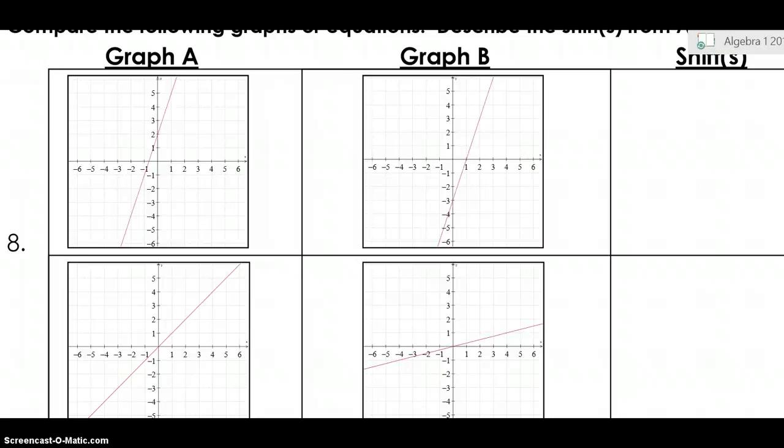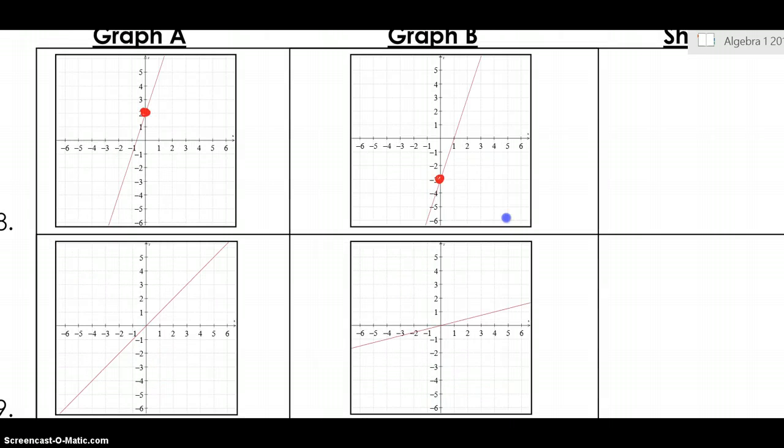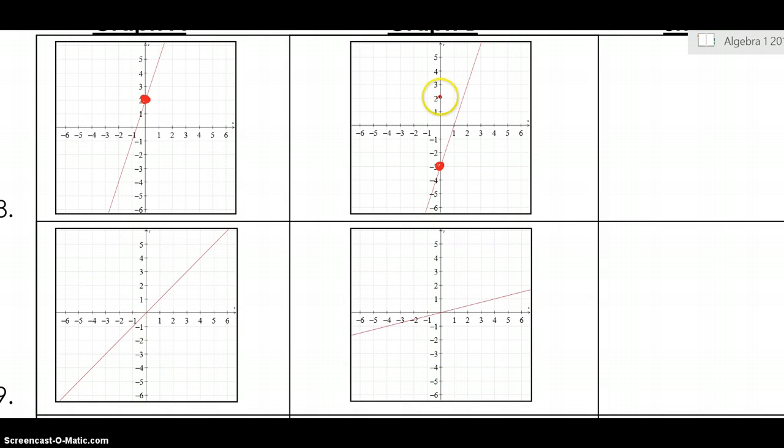We can extend this to linear functions as well. So if you look at number 8, it has a y-intercept of 2 in graph A, and in graph B, it has a y-intercept of -3. So it went from 2 to -3, which means it shifted down 5. Yes?